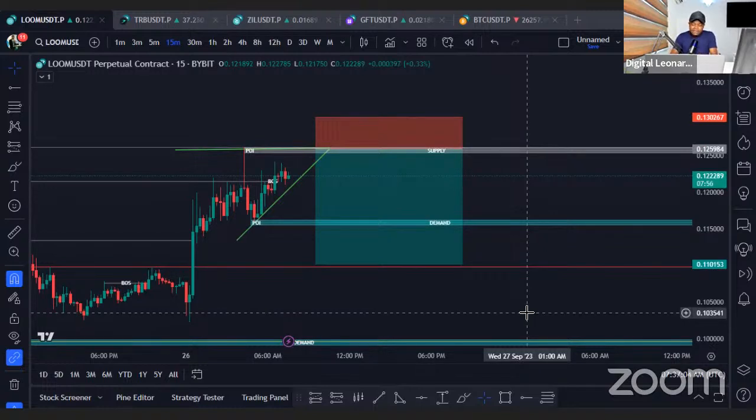0.1259, okay, 0.1259 or 0.1256. That's what I'll be looking at for the token. So let me quickly set a limit order for that in case that plays out.